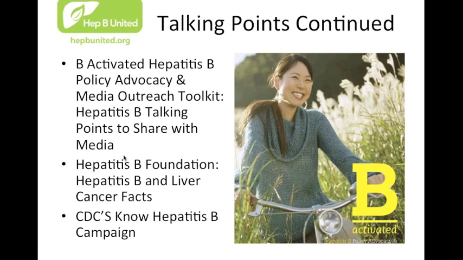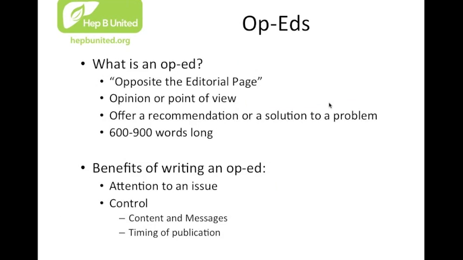Okay, the next topic that we'll be discussing is op-eds. So what is an op-ed, and how do we get them published? The term op-ed means opposite the editorial page, and it's called that because these types of pieces typically appear in a newspaper opposite what is considered the paper's editorial page. What is it? It's a written opinion or point of view that's held by a person or organization on a topic of public interest, and that's pretty much it.